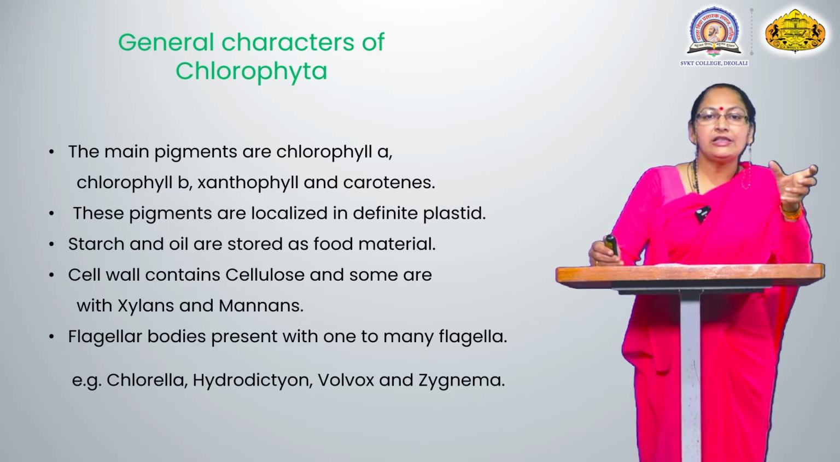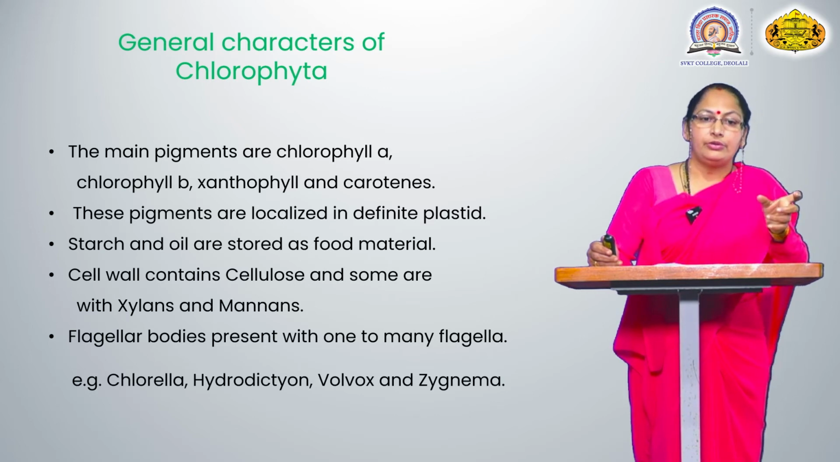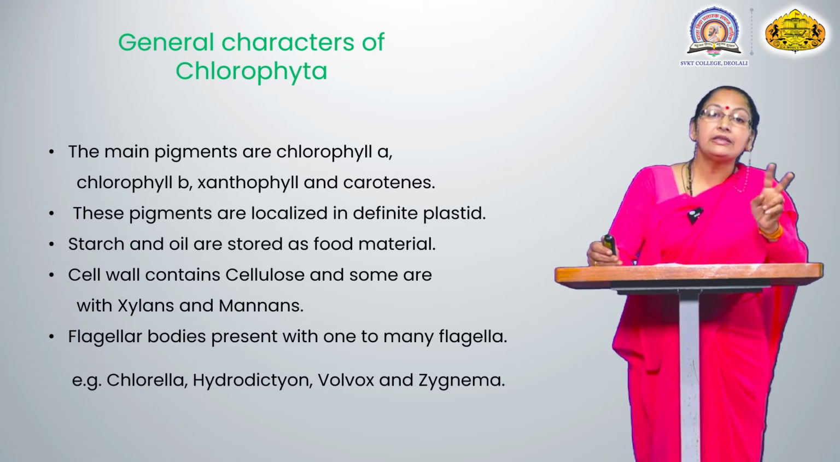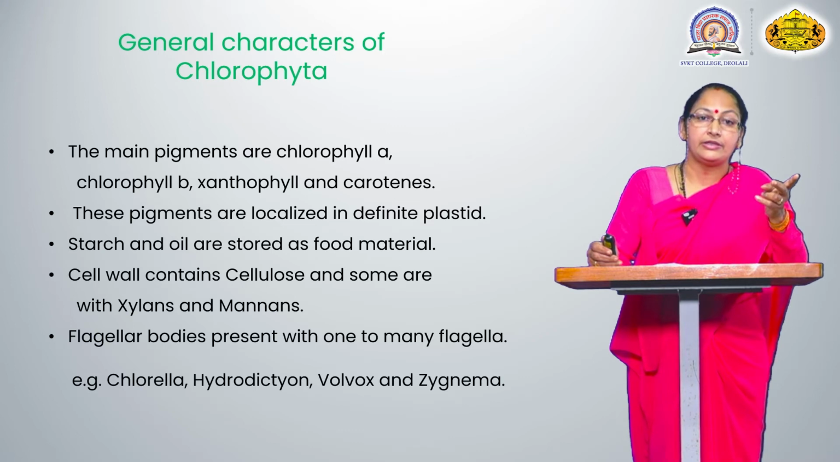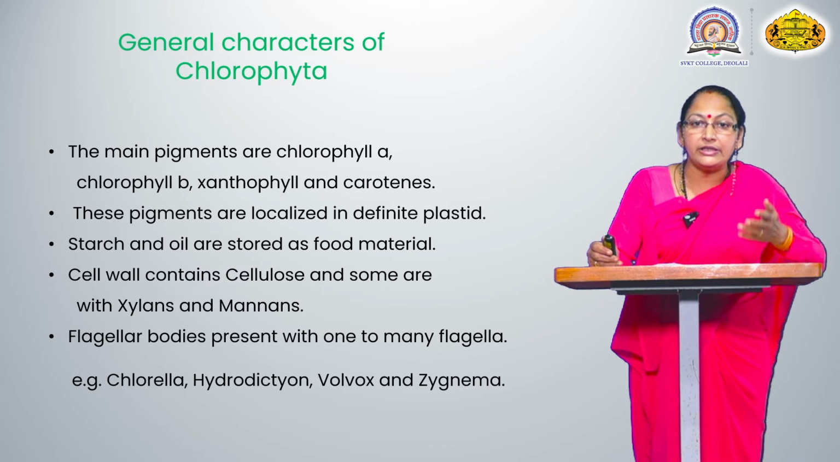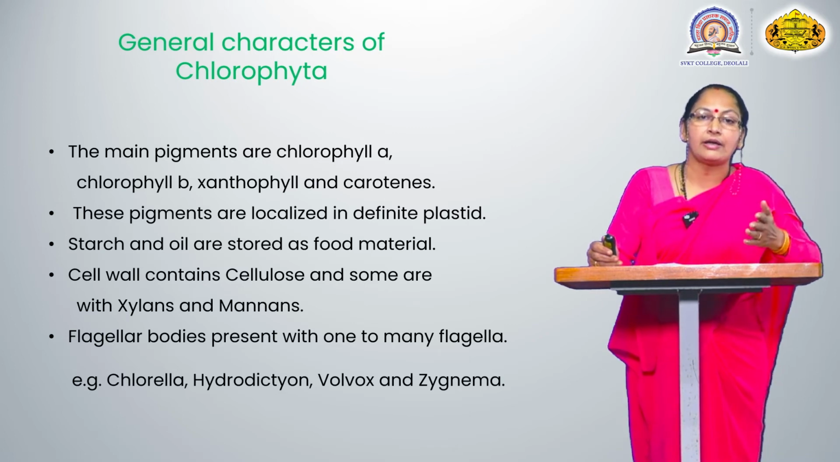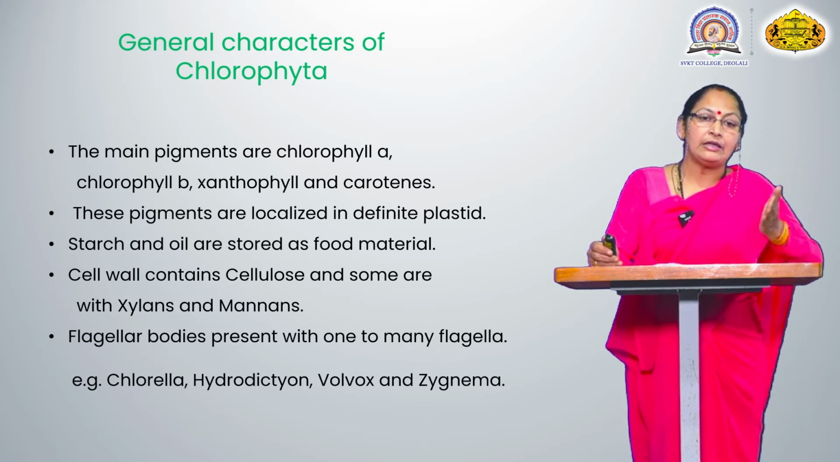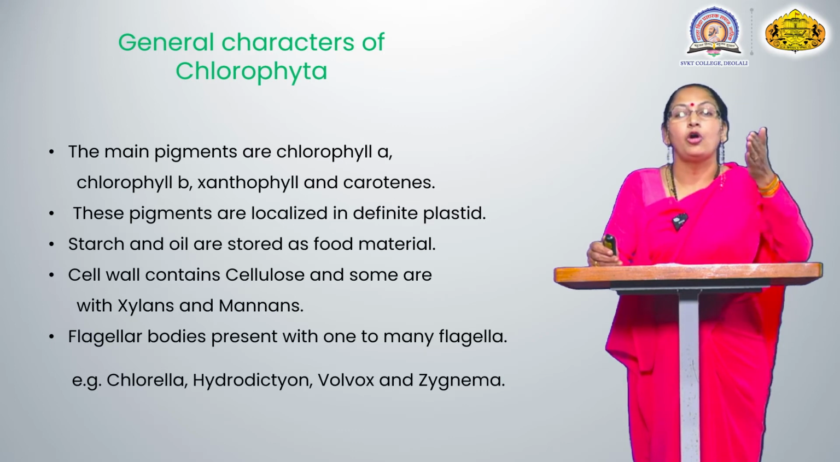In a comparative study of cyano and chloro, see one by one: the pigments are very different, the reserve food material is also different, and the cell wall is also different. Then the flagella is absent in cyano and present in chloro. These are the differentiating characteristics present in cyano and chloro. That's why it is divided. With the help of all these reasons or characteristics of the algae, these are seven divisions of algal forms divided with the help of all these characters.